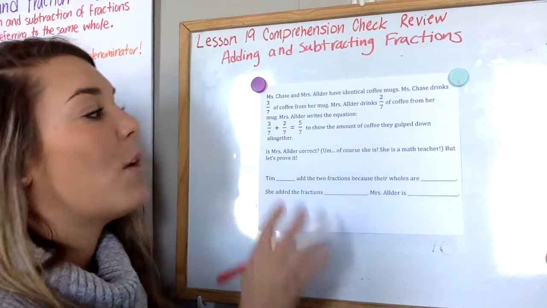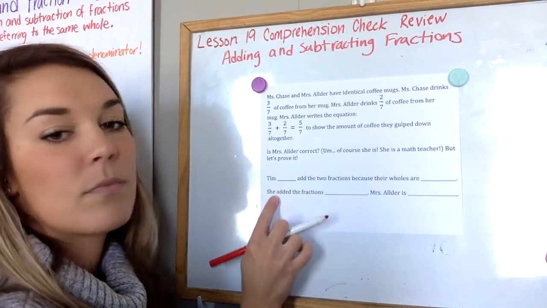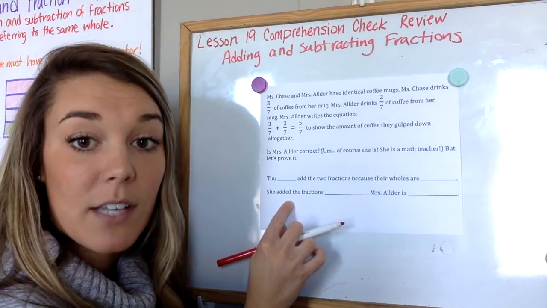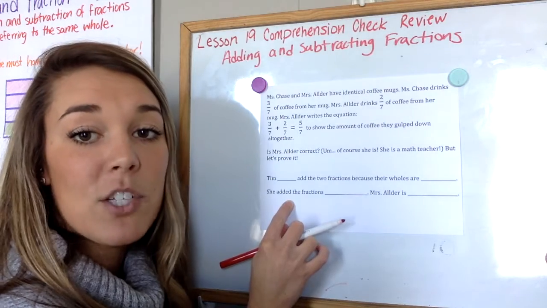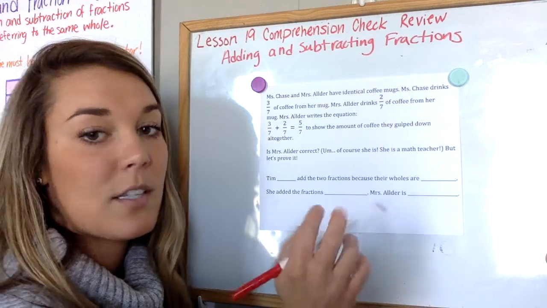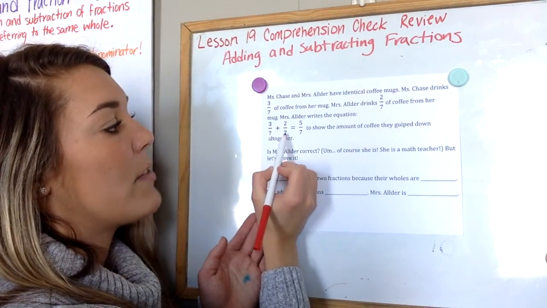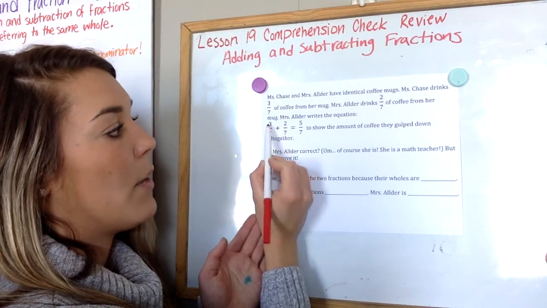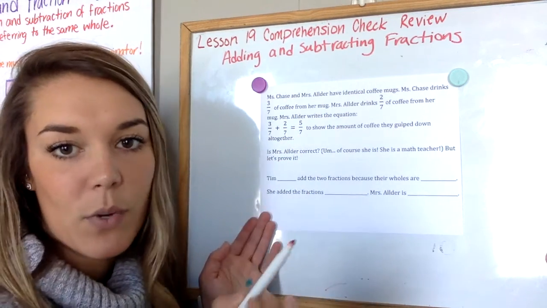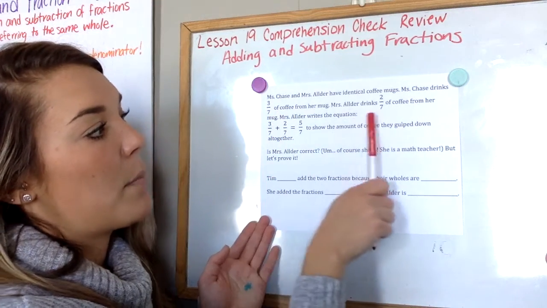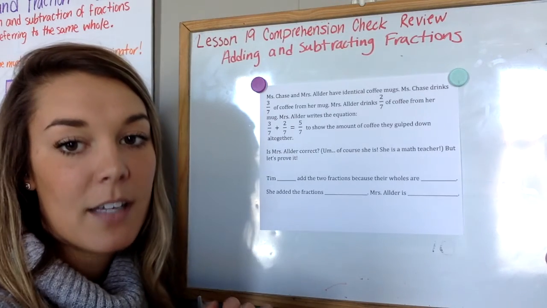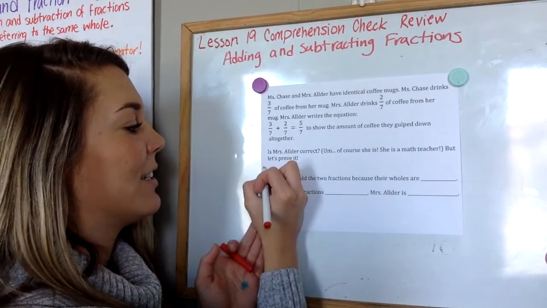So once you read your problem, you're going to see a little section like this that it's going to have some drop down that you'll select the answer, okay? So first of all, you want to make sure, is Mrs. Alder correct? So let's double check. We have 3/7 plus 2/7. So it's going to be 3 plus 2, which equals 5, and the denominator stays the same. So yes, we know that Miss Chase's coffee mug plus Mrs. Alder's coffee mug are going to equal 5/7, okay? So this is actually supposed to say Mrs. Alder.